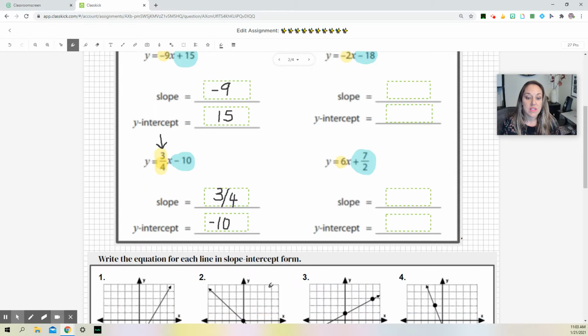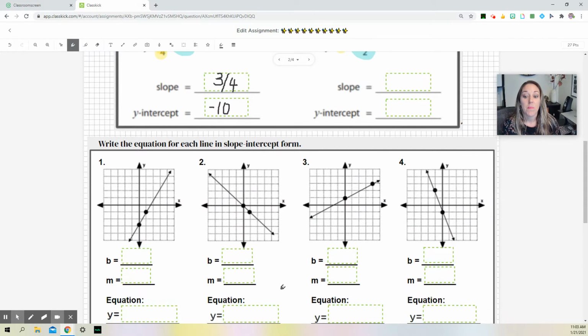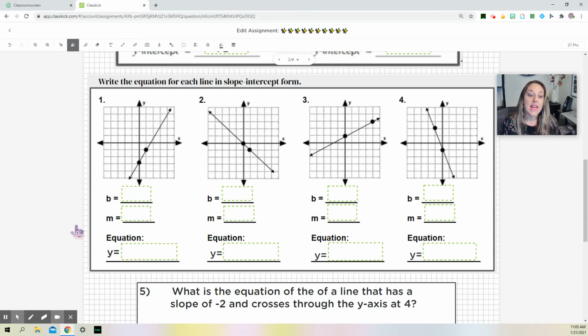Now, when you get down to these problems, you're going to be finding the slope and the y-intercept from a graph. Just be careful because I kind of switched it up a bit. I put the y-intercept, the b, first this time and then the m second. It doesn't matter what you find first. You're still going to write it in that order: y equals mx plus b.